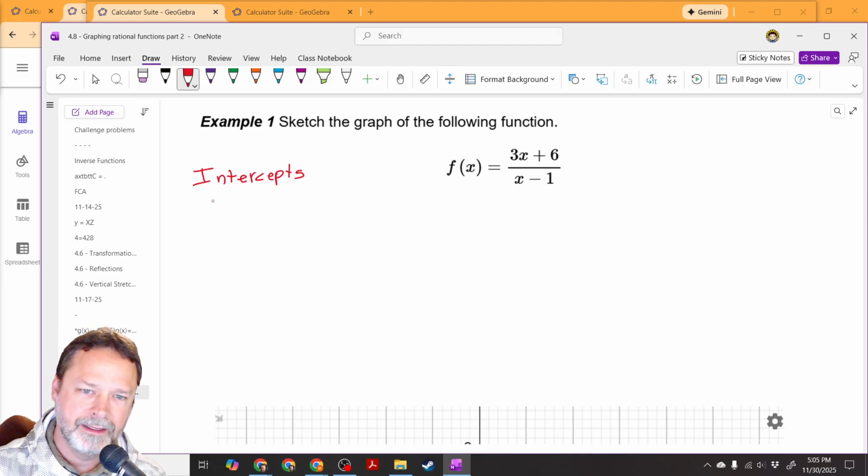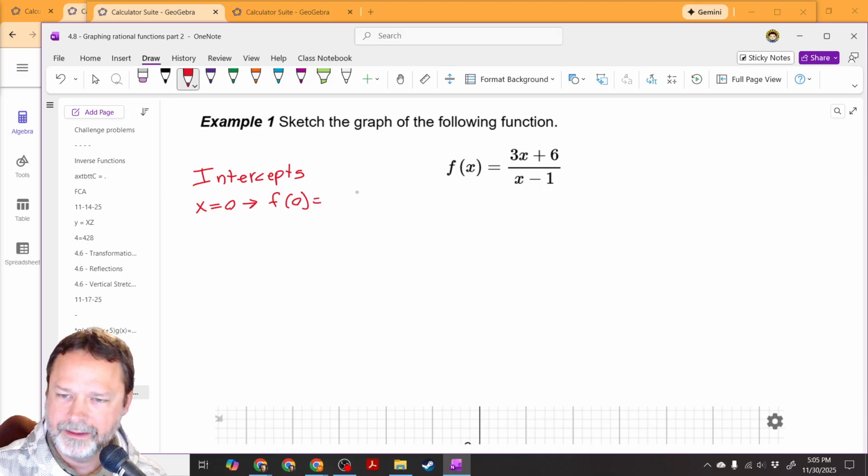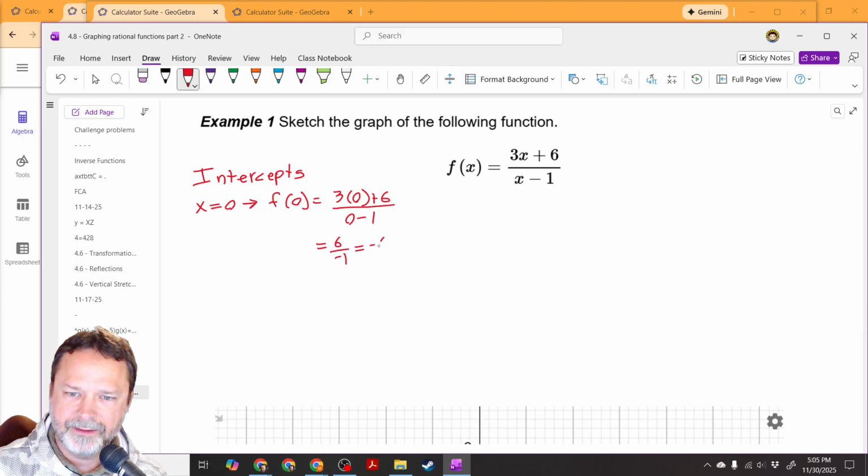Okay, so let's say when x equals 0, f of 0 is going to be 3 times 0 plus 6 over 0 minus 1, which is what? 6 divided by negative 1. So negative 6. Okay, we got 1 point. 0, comma, negative 6. Okay, we got that point.